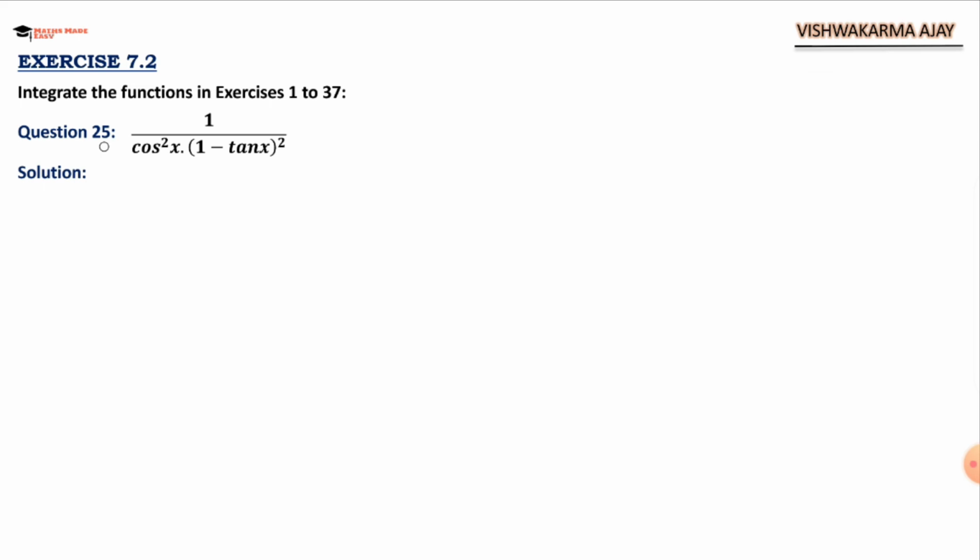25. 1 upon cos square x into 1 minus tan square x. What we can do here is 1 upon cos square x can be written as sec square x. Sec square will go up, and we all know that the derivative of tan x is sec square x. So this is going to help us. I'm going to take 1 minus tan x as t.